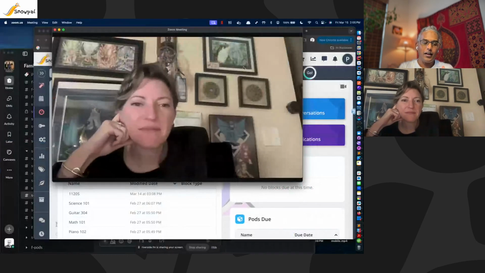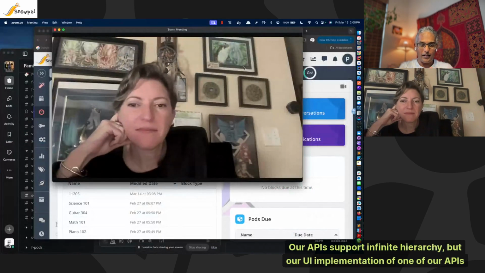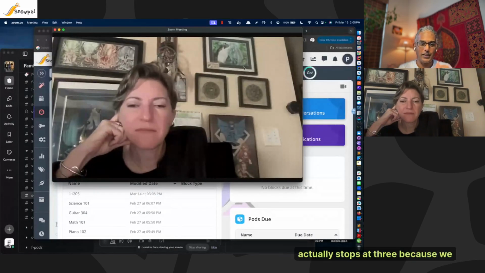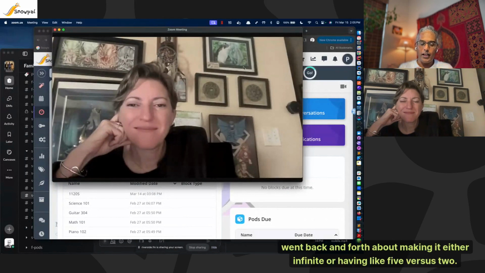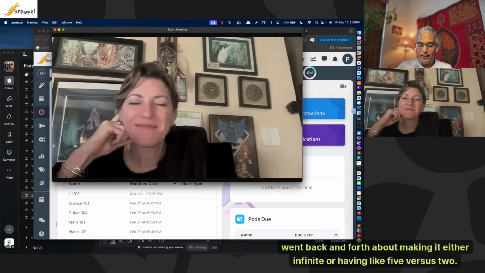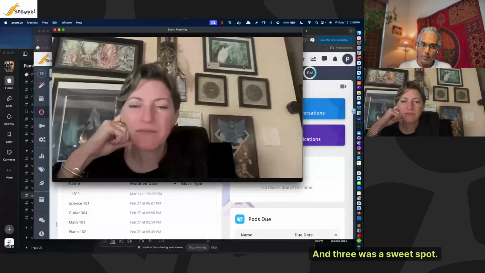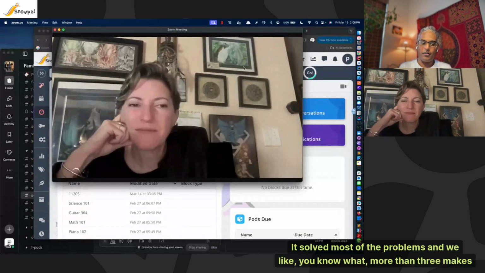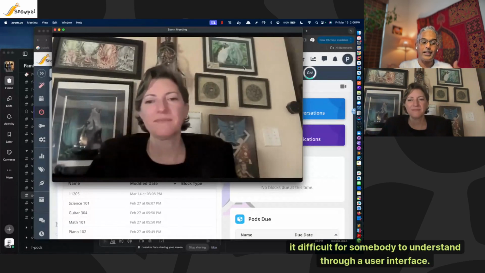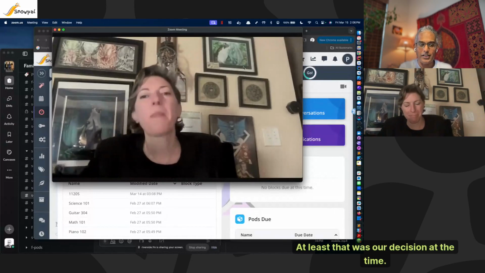Functionally, our APIs support infinite hierarchy, but our UI implementation of one of our APIs actually stops at three because we went back and forth about making it either infinite or having like five versus two, and three was the sweet spot. It solved most of the problems, and we're like, you know what, more than three makes it difficult for somebody to understand through a user interface. At least that was our decision at the time.